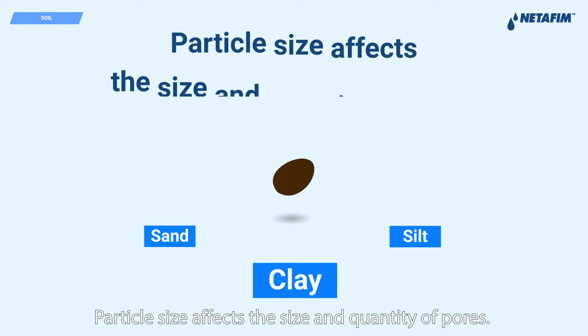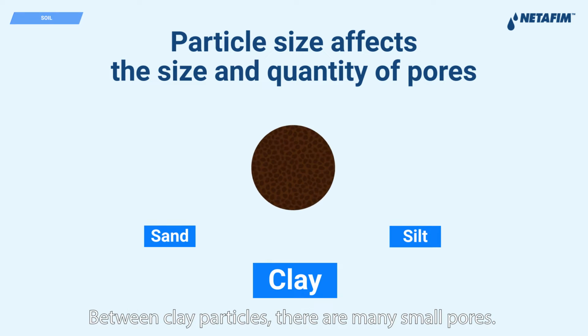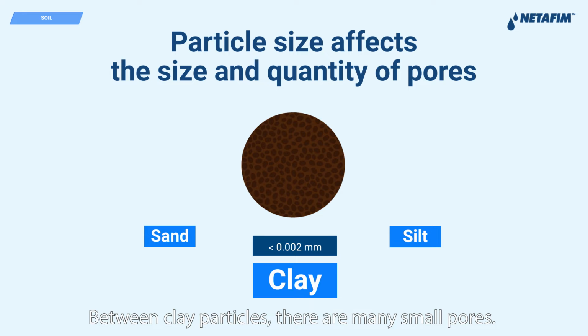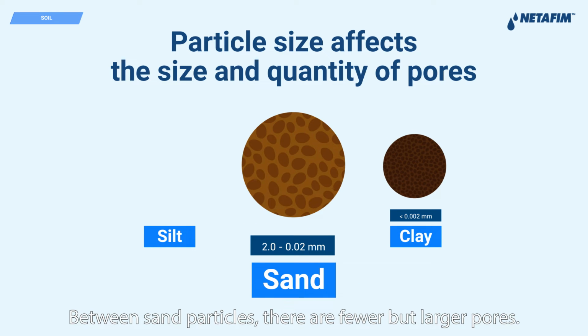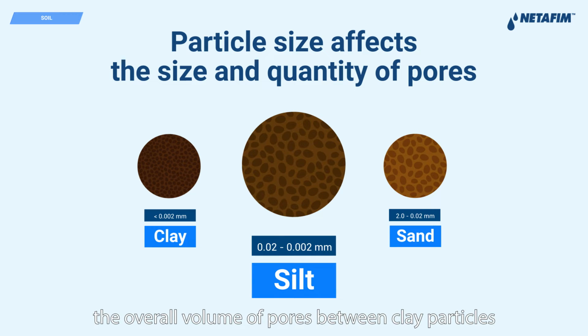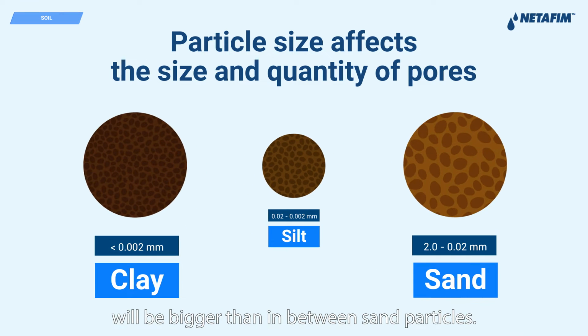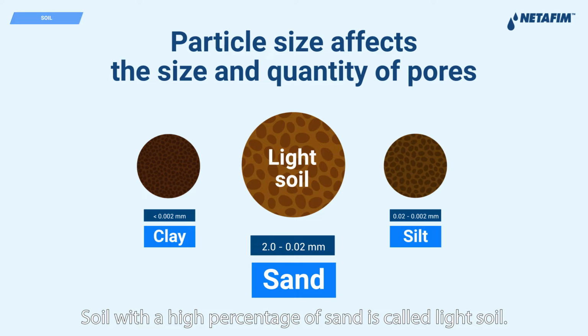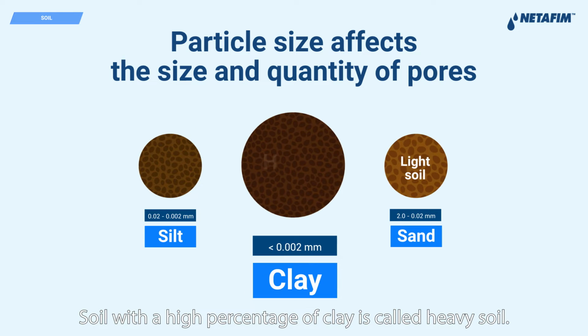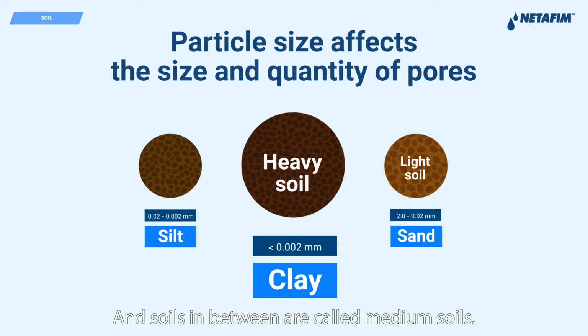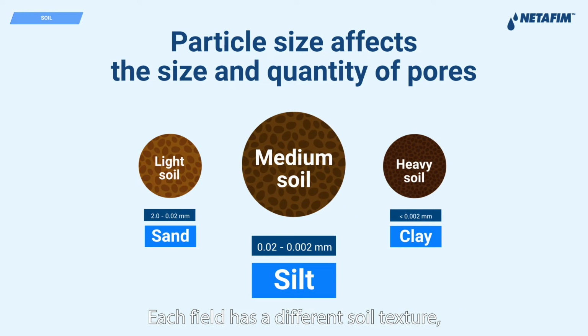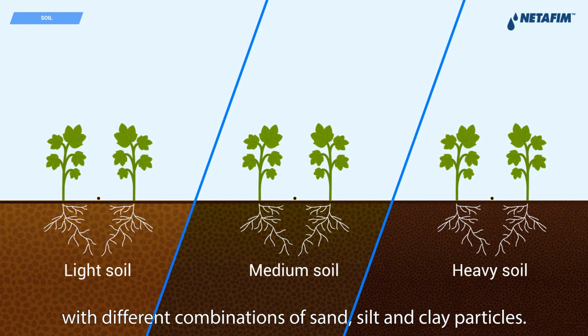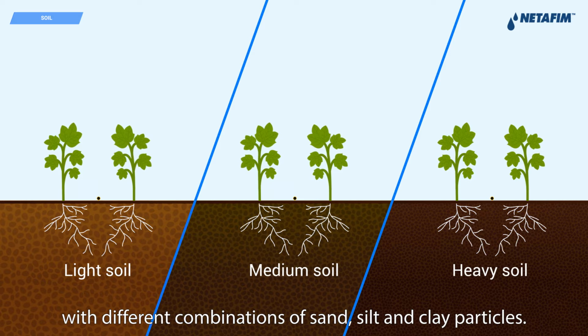Particle size affects the size and quantity of pores. Between clay particles, there are many small pores. Between sand particles, there are fewer but larger pores. In a given volume of soil, the overall volume of pores between clay particles will be bigger than in between sand particles. Soil with a high percentage of sand is called light soil. Soil with a high percentage of clay is called heavy soil, and soils in between are called medium soils. Each field has a different soil texture with different combinations of sand, silt, and clay particles.